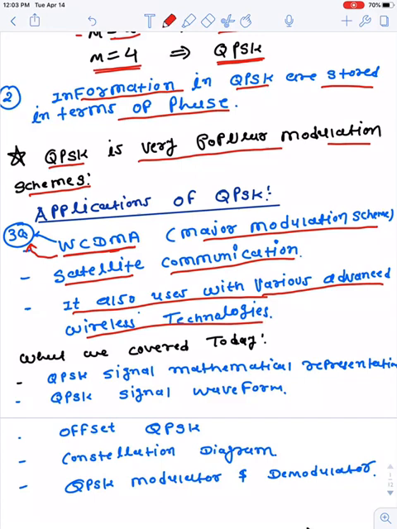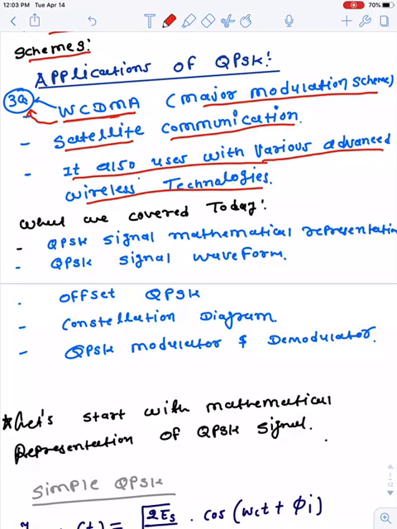So what we cover today is the mathematical presentation of the QPSK signal. This is one part. Then we discuss the waveform of the QPSK signal. Then we discuss another alternative of QPSK, and that is offset QPSK.